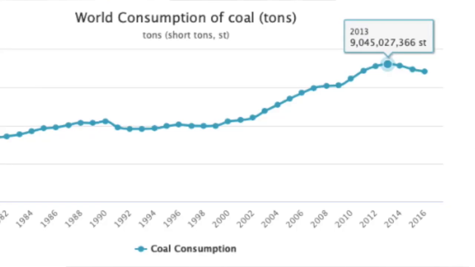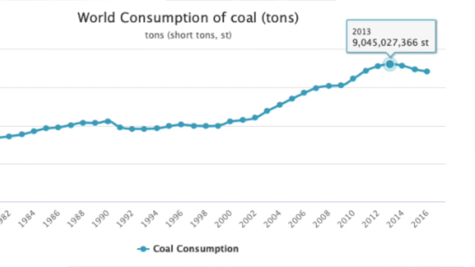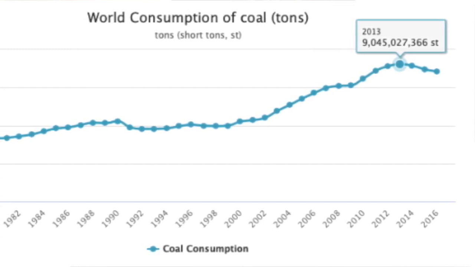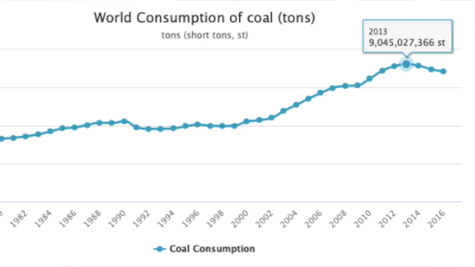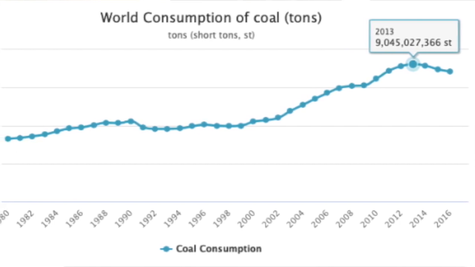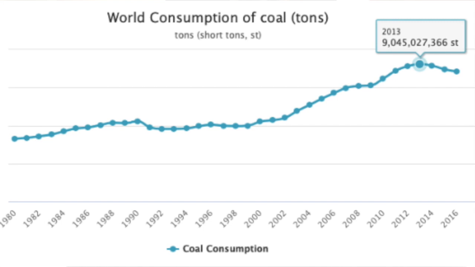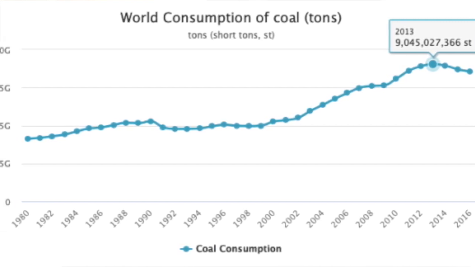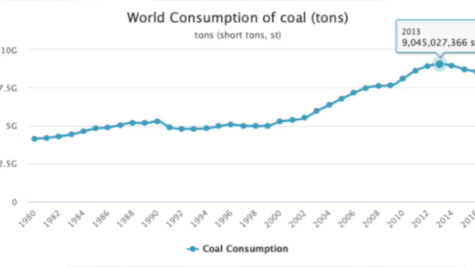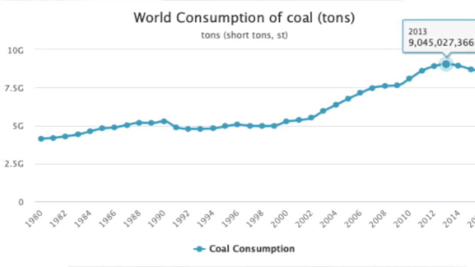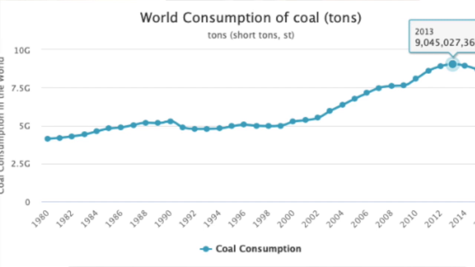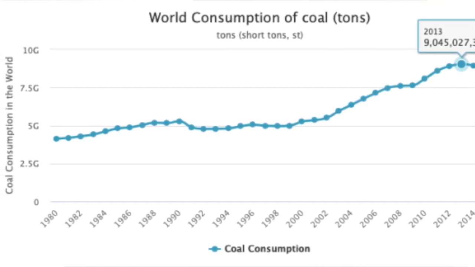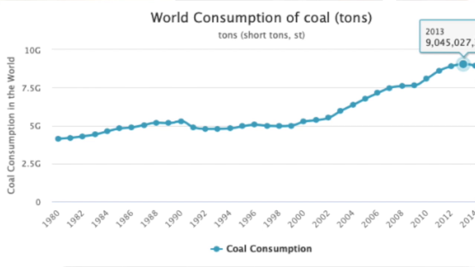Another graph shows the world consumption of coal through the years. The domain goes from 1980 to 2016 and the range goes from 4,124,597,785 to 9,045,027,366. The independent variable are the years and the dependent variable is the amount of coal bought. It is an ascending type of graph and it shows no trend.